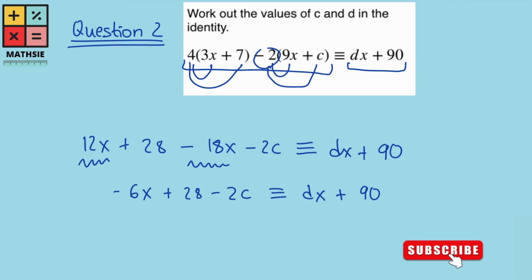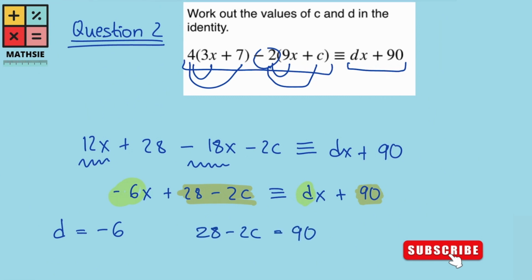Remember that we say that it can be expressed as that form. So it means that the coefficient in front of x, or that's just the number in front of x, the d, on the right-hand side needs to be the same as the number in front of x on the left-hand side. And you can see that we don't have x anywhere else, so that's the only place where we have x. So this definitely means that d should be equal to minus 6. Then if I have 90 on the right-hand side, this means that 28 minus 2c needs to be equal to 90.